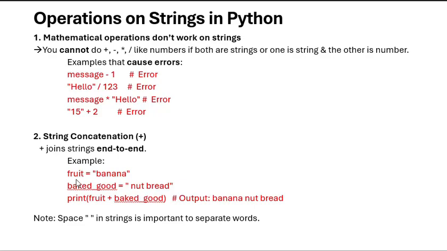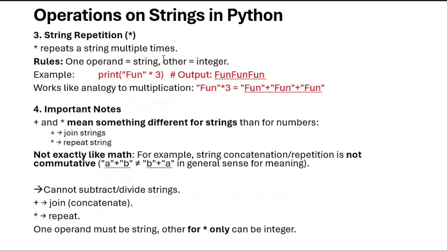It's very simple, right? Take the two variables, assign some value to them. In print you have to add the two variable names. You will get the output as banana nut bread. Very simple, right? This is called string concatenation. Adding the two strings using the addition operator. Let us see the next concept. Operations on string in Python.